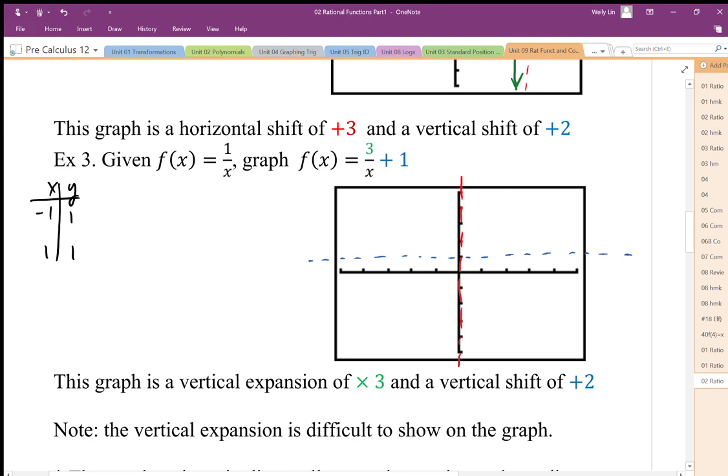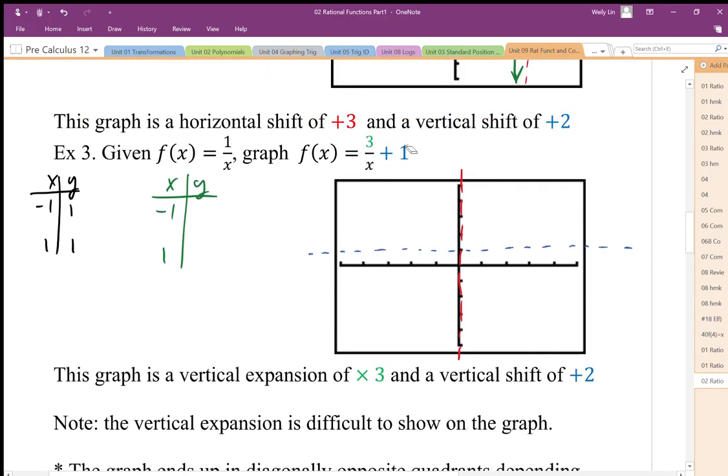So it's going to be a vertical expansion. There's no horizontal change here, so I'm just going to maybe draw this in. We're still going to use -1 and 1 as our reference. But we're going to have a 3 times vertical expansion, then a shift of +2. Okay, or sorry, this is going to be a +1. This should be a vertical shift of +1. So just change that in the notes, and we're going to do ×3 + 1.